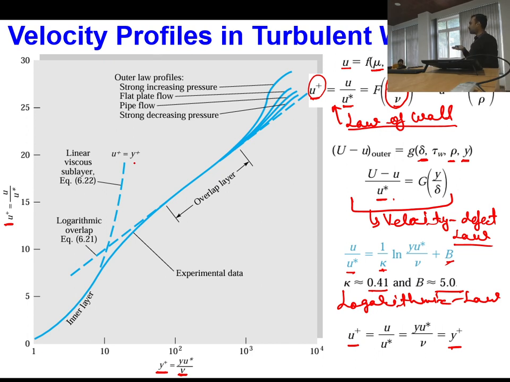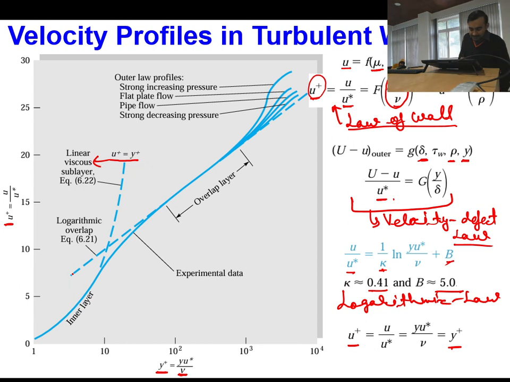Okay, so if it's a linear plot, then it will look like a straight line, but on a semi-log plot it will look like a curve. So this is my curve. This dashed line over here shows the curve of u plus equal to y plus, which is nothing but linear, which is applicable for the linear viscous sublayer.